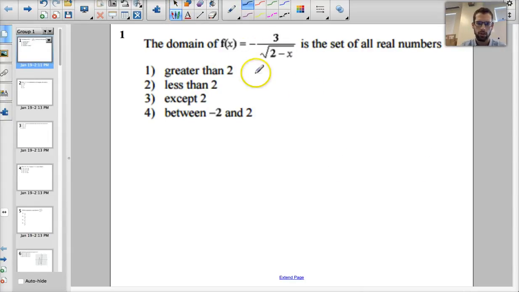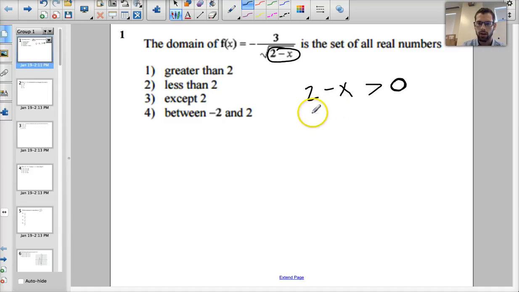So I know a few things. First of all, this is in the denominator, so it can't be equal to 0. And it's also under a radical. So that means that this thing under the radical can never be negative. So that means that 2 minus x, the thing under the radical, can't be equal to 0, and it has to be greater than 0. So I'm just going to set it greater than 0.